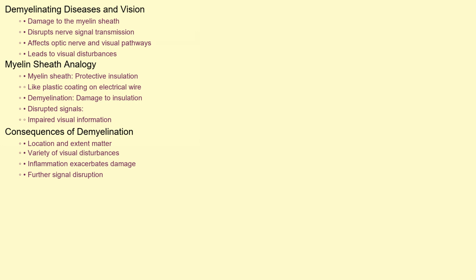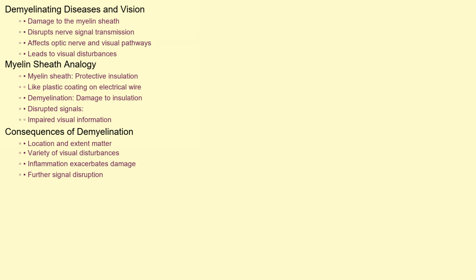Demyelinating diseases, as the name suggests, are characterized by damage to the myelin sheath. Think of the myelin sheath as the protective insulation around nerve fibers, like the plastic coating on an electrical wire. When this sheath is damaged, it disrupts the efficient transmission of nerve signals.